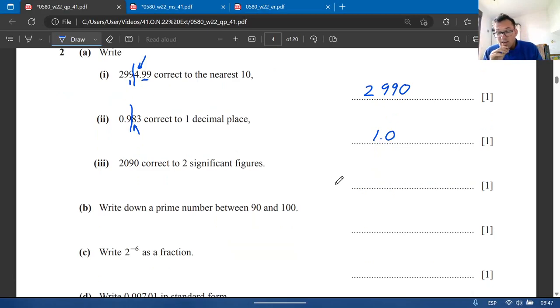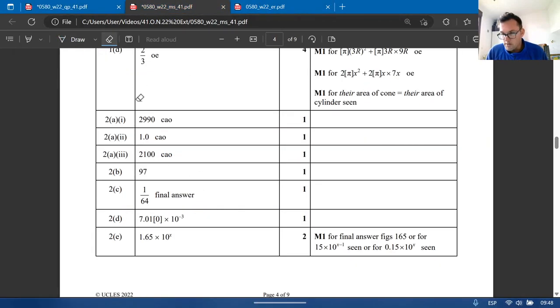Two significant figures. Now remember, a 0 doesn't count if it's at the beginning of the number or at the end. But if it's between the other two digits, it does count as a significant figure. So the 2 will be the first significant figure. The 0 will be the second significant figure. And because there's a 9 next to it, we need to round up the 0 to a 1. But of course you need to put another 2 zeros because we can't round 2090 to 21. We need to round it to 2100. So there we go. That's that one. Correct answer only again.